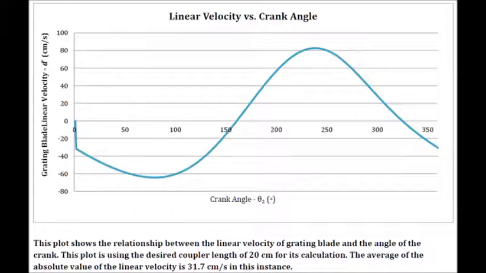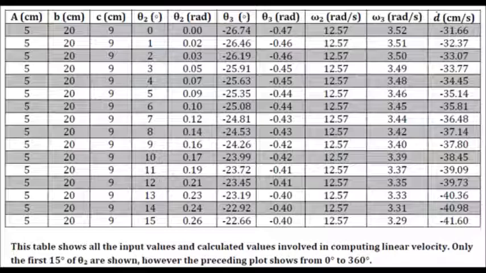This plot shows the variation in linear velocity as the crank makes a full revolution based on the chosen 20 centimeter coupler. The table shows the data that generated the plot, including assumptions for the different link lengths and angular velocities.